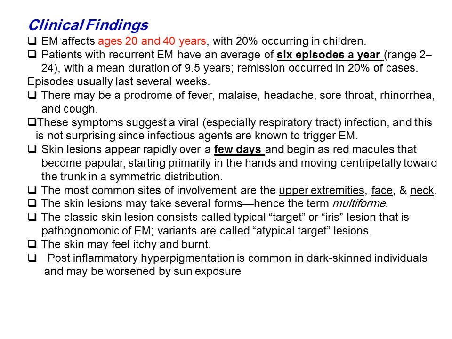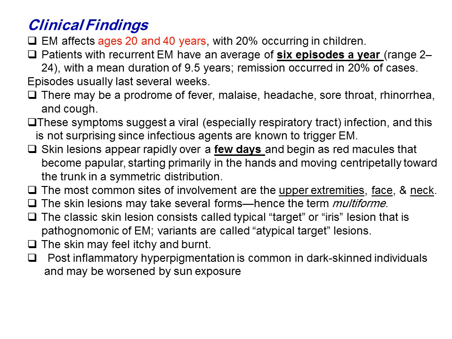Now, what are the clinical findings of erythema multiforme? It affects patients between 20 to 40 years of age, and 20% of cases may be children. Patients with recurrent erythema multiforme have an average of 6 episodes a year, ranging from 2 to 24, with a mean duration of 9.5 years. Remission occurred in 20% of cases. The episode usually lasts for several weeks.